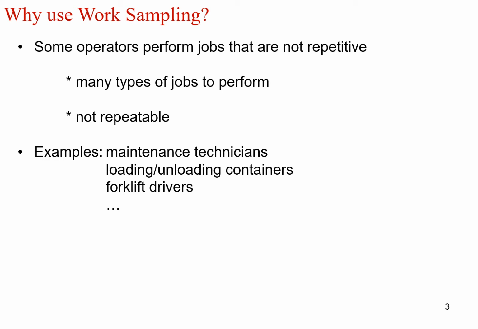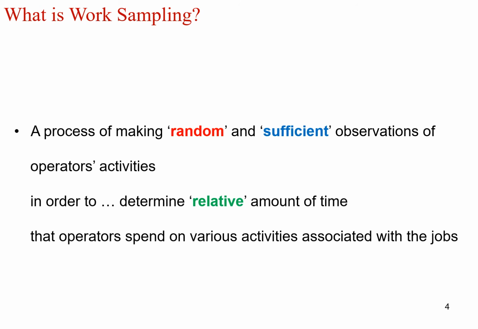So instead of trying to measure standard times, we may want to just find out what percentage of time is used for certain work. This is done by the process called work sampling. Work sampling is a process of making random and sufficient observations of operators' activities in order to determine the relative amount of time that operators spend on various activities associated with the jobs.